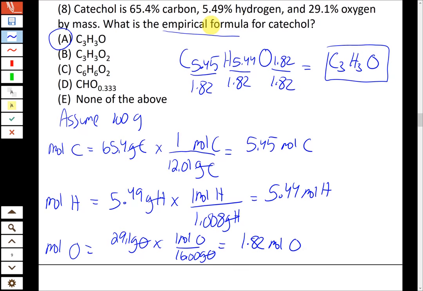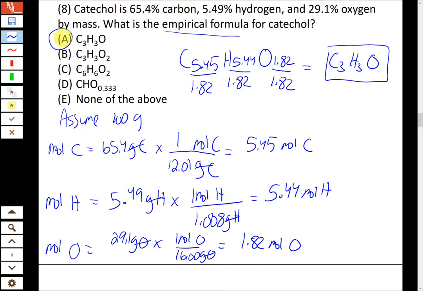Okay, so choice C could be the correct molecular formula, and in fact I think it is for this compound, but nonetheless we don't have the information to get the molecular formula, so we would only choose A, which is the correct empirical formula. Right, any questions on that?